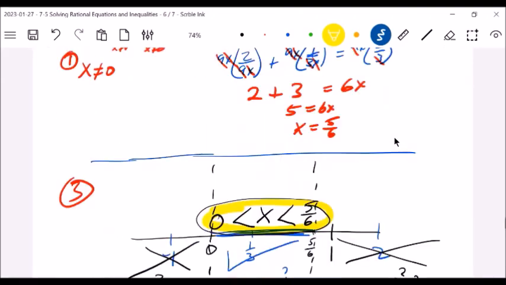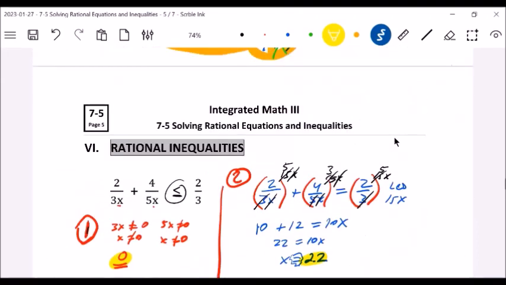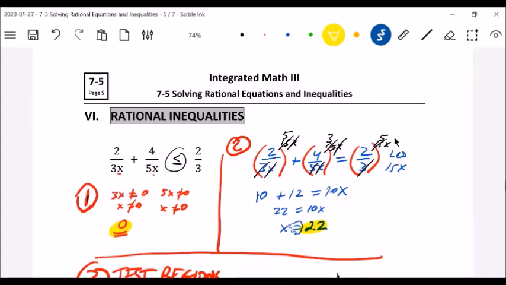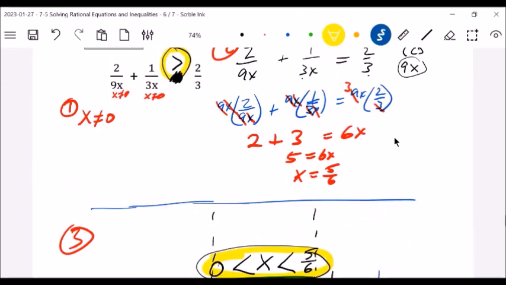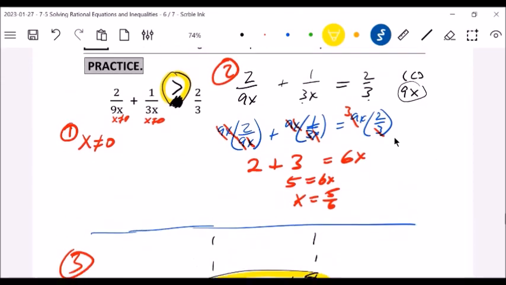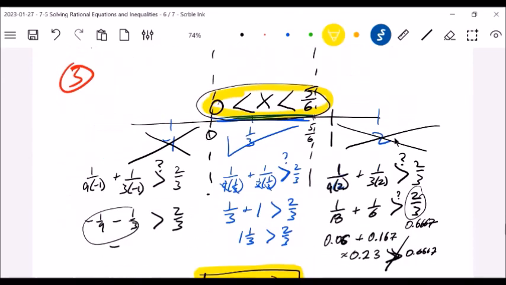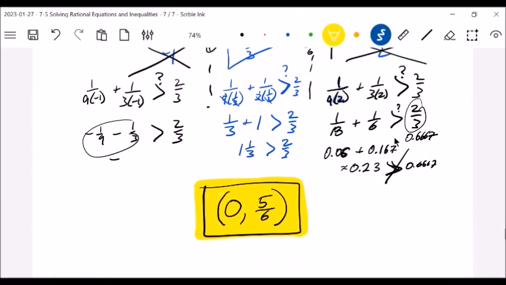All right. Hopefully that helps to understand what to do in order to do inequalities when you have rationals. The key thing is you have to test regions. You need to check for what would make zeros dividing by zeros. Then you have to solve it and use those solutions as borders. And then use interval notation.